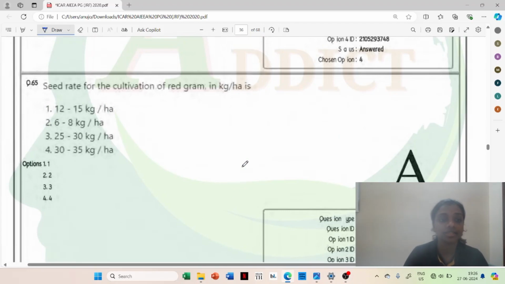So the next question: seed rate for the cultivation of red gram in kilograms per hectare. This is a general agriculture question, so it's a direct question. The answer is 12 to 15 kilograms per hectare.